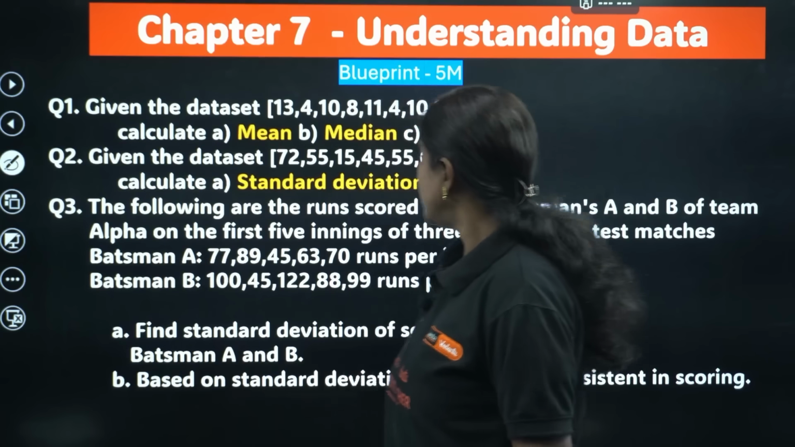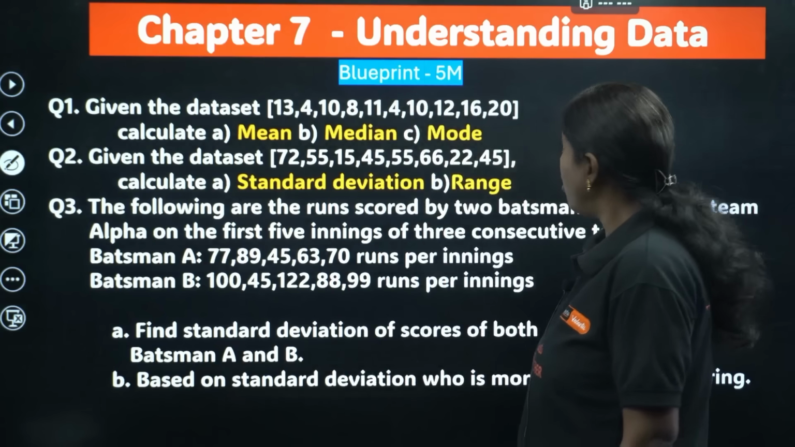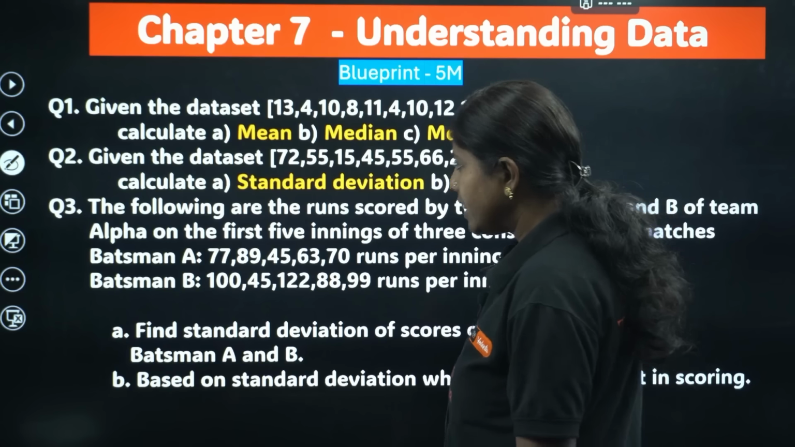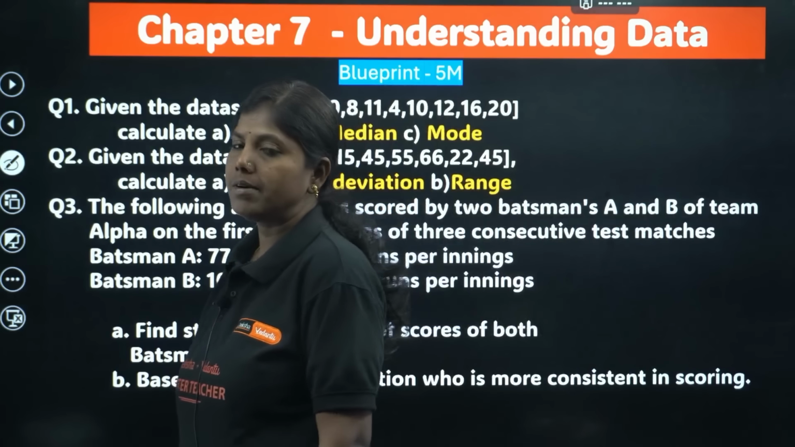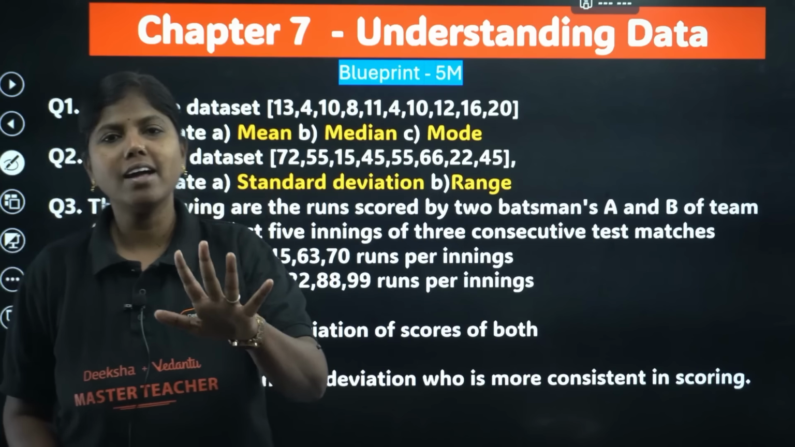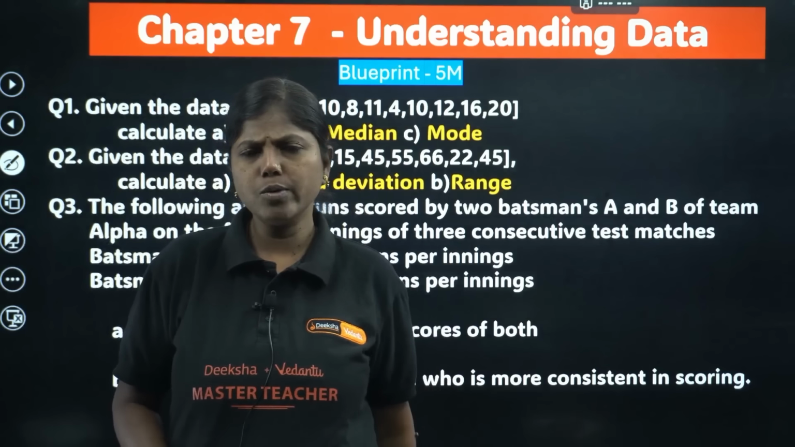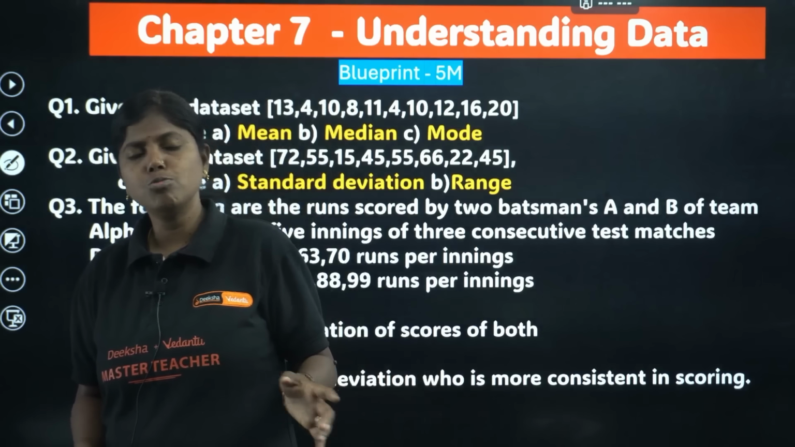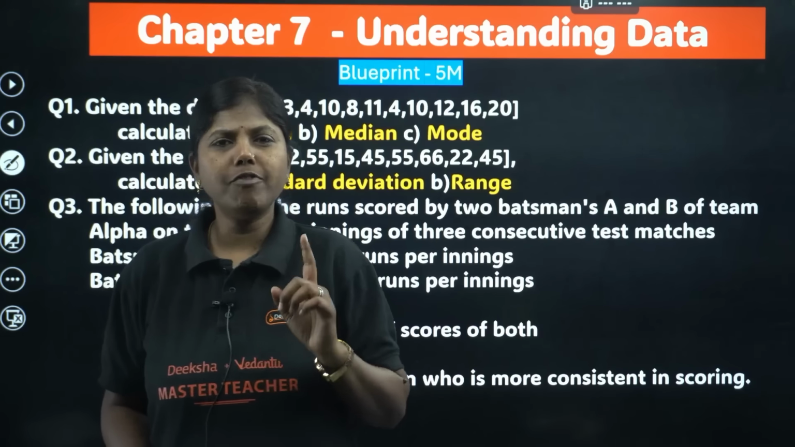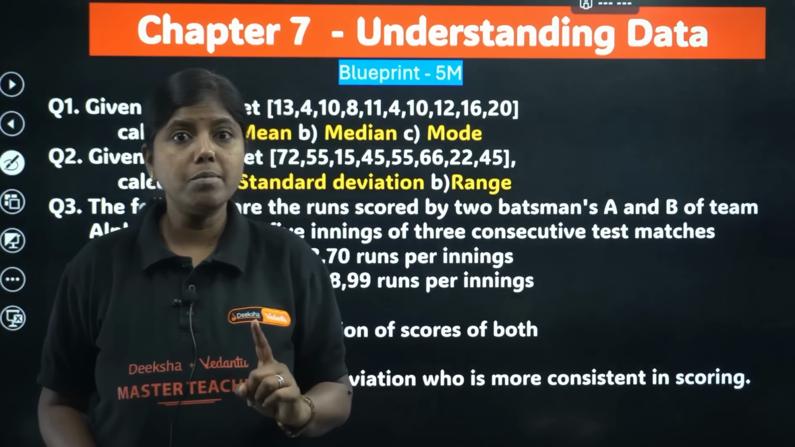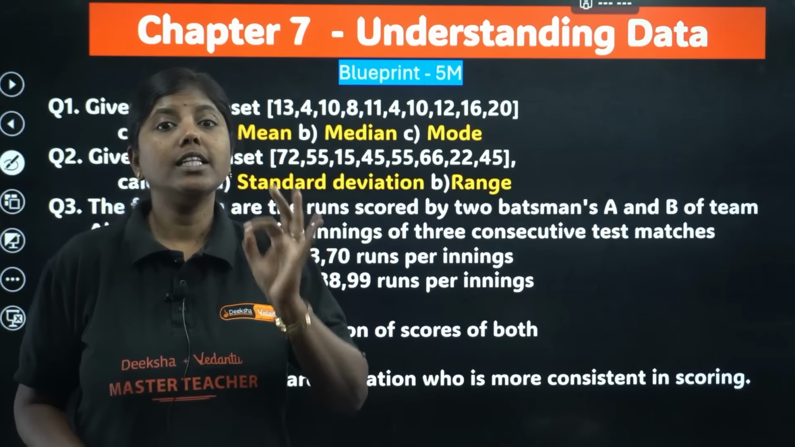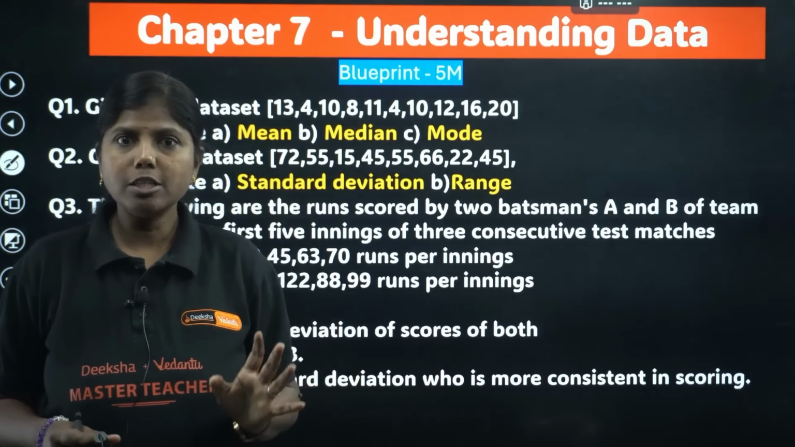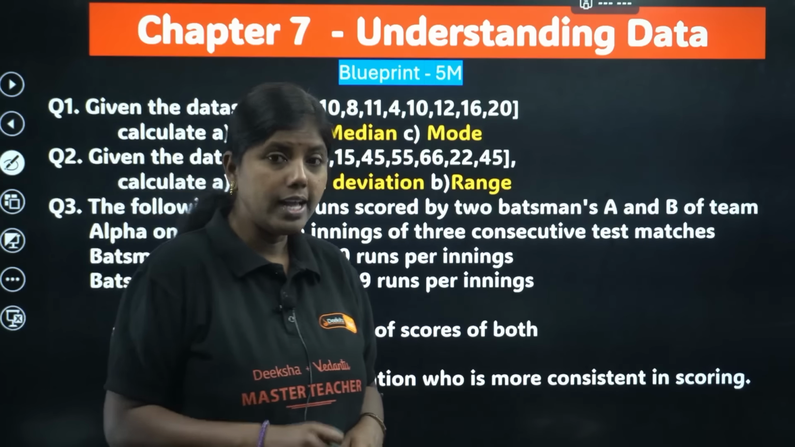Okay, we'll go for chapter 7. That's going to be an understanding of data, and this chapter is going to carry 5 marks. We don't have any MCQs, 2 marker, or 3 marker, only one question, 5 markers. You're going to get it from the HOTS only. That means it should be a numerical question only.